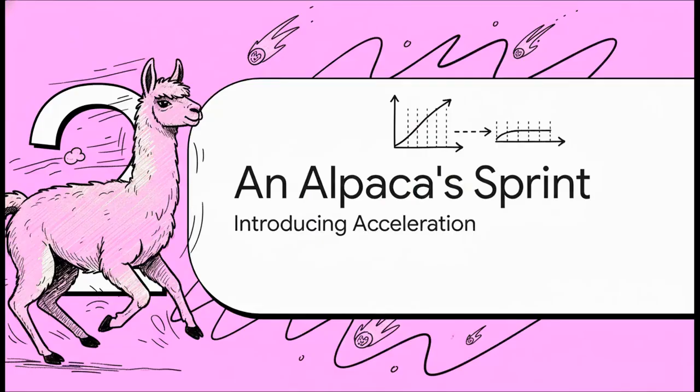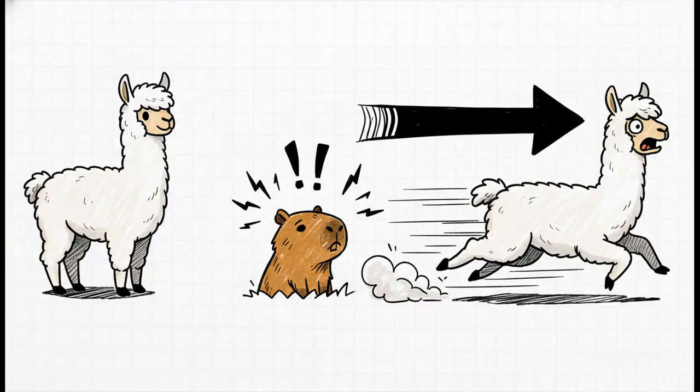Okay, that was fun, but let's be real. Things rarely move at a constant speed forever. Let's make the story a little more exciting. Let's meet our next character, an alpaca. And now we're introducing acceleration. So our alpaca is just standing there, minding its own business, and then, whoa, a capybara appears.